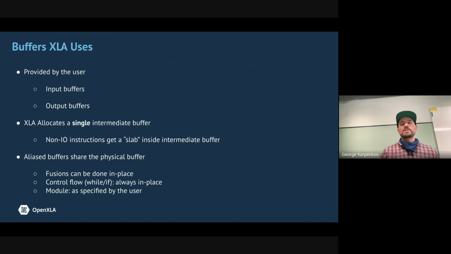Basically, XLA has three kinds of buffers. There are input buffers, which are provided by the user. There is an output buffer, which could be either provided by the user or one XLA allocates itself. And then there is a single intermediate buffer, which is for all the instructions which are not directly observable by the user as input or output. All these instructions get a slab inside the intermediate buffer.